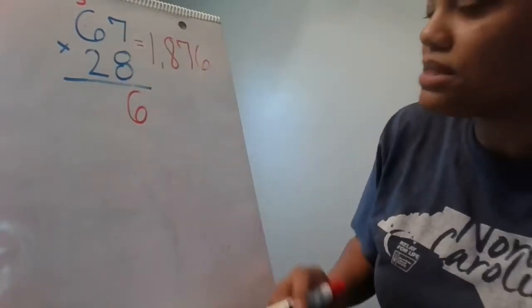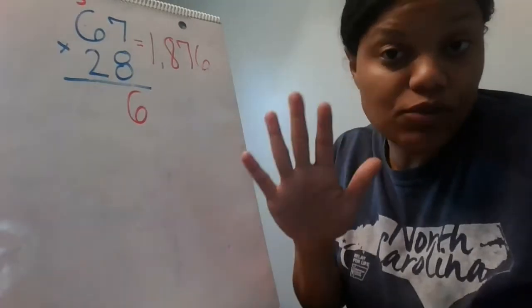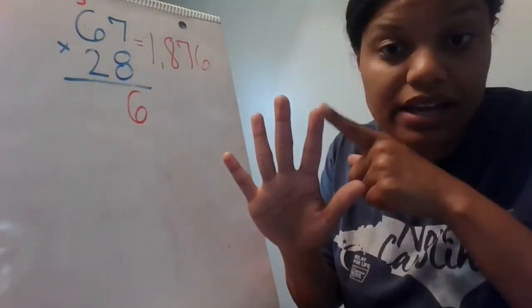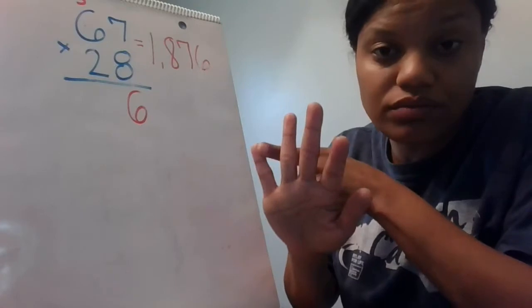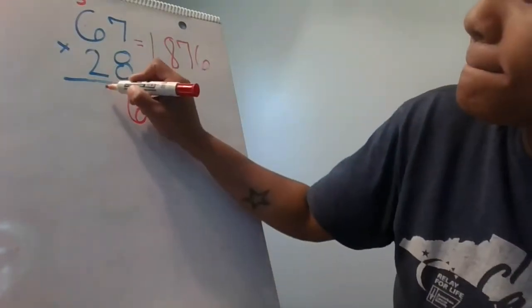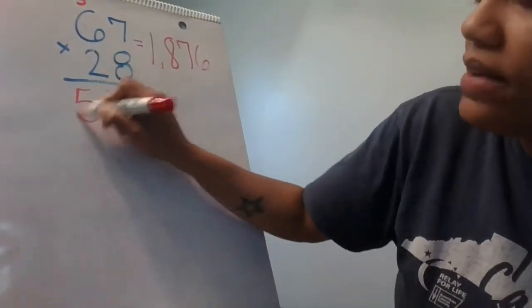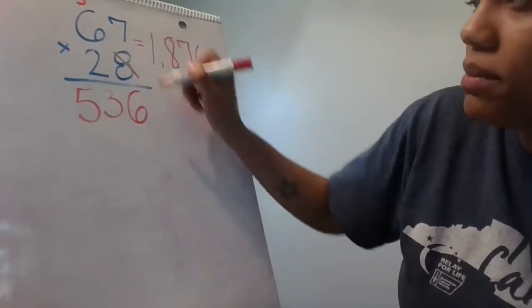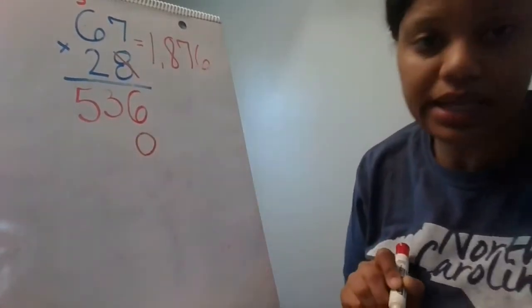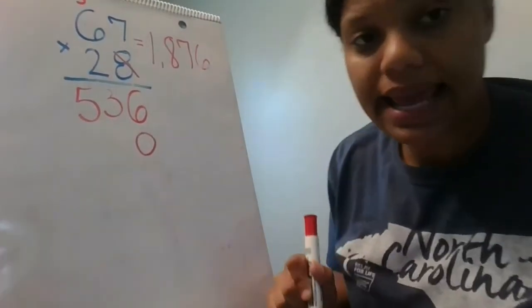So now 8 times 6 is 48. So 48, I'm just adding 5 more. 49, 50, 51, 52, 53. Now I'm done with the 8 here in the ones, so I'm going to mark it out, and then I put a 0 there as a placeholder for where that 8 was.